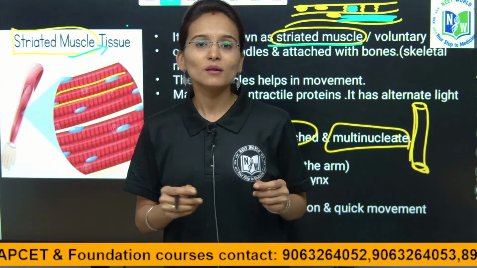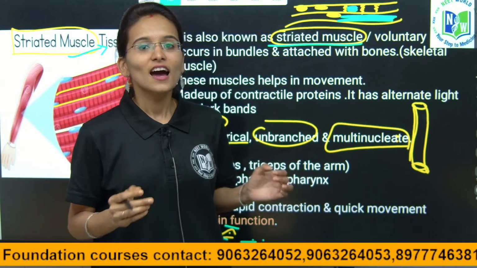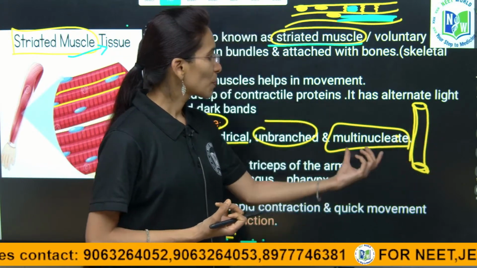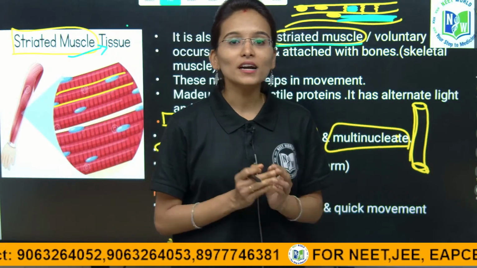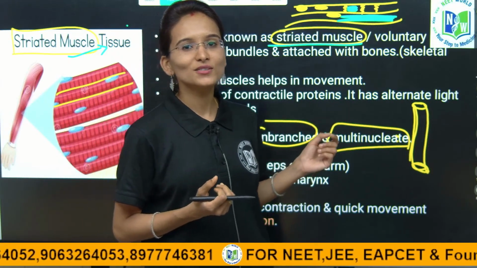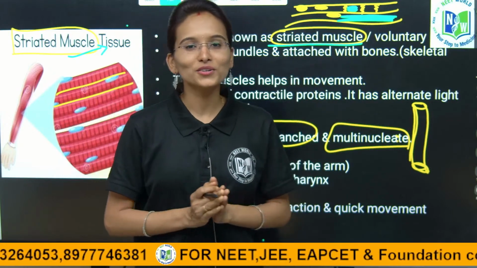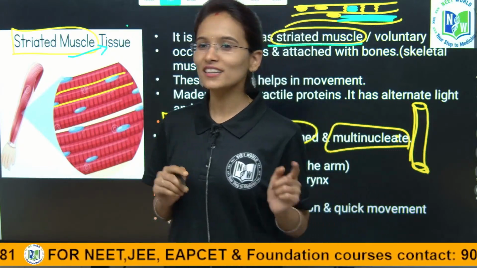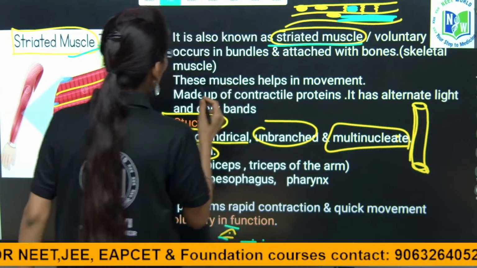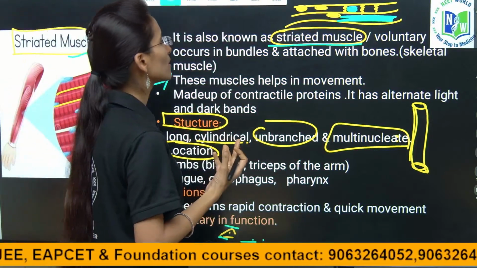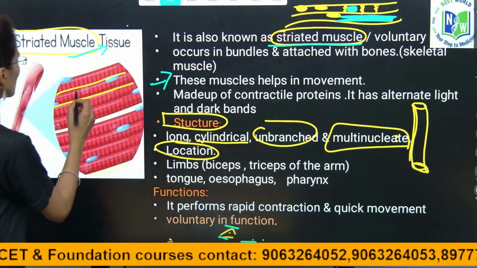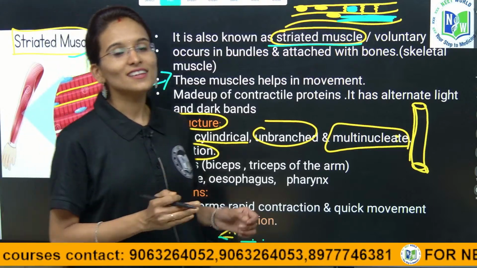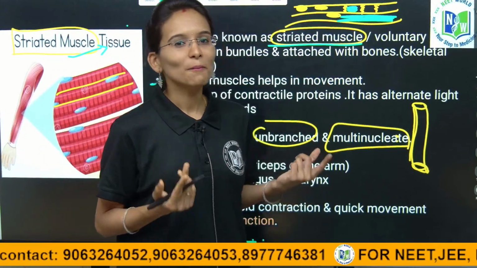It contains long elongated muscle cells, and those are cylindrical in shape, hence we call it cylindrical in shape. And next it is called multinucleated. Why is it called multinucleated, students? Because instead of the presence of only one or two nuclei, it contains many nuclei. That is the reason we call it multinucleate. And then these muscles help in movement. In between these we can find the striations. It means alternate light and dark bands are present. That is why we call it the striated muscle.